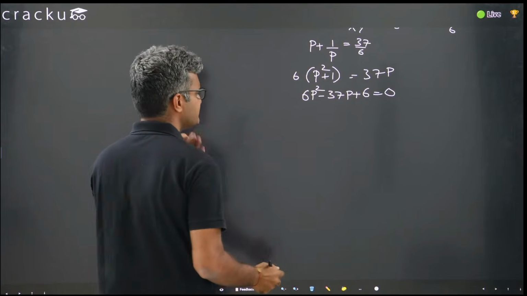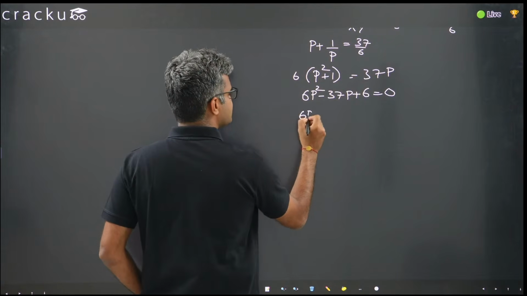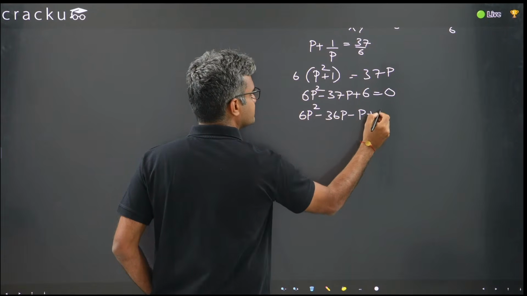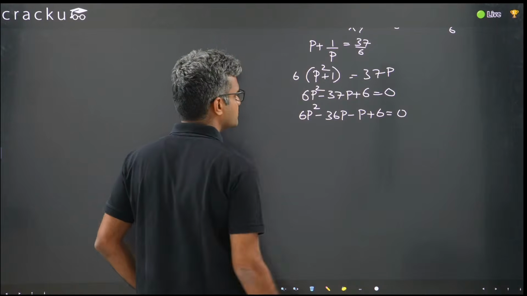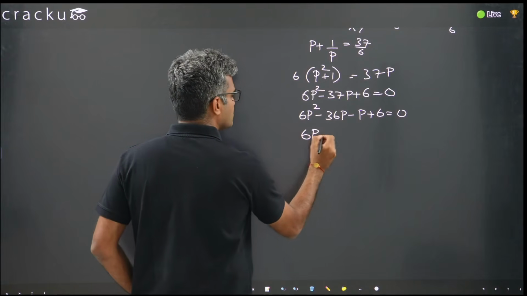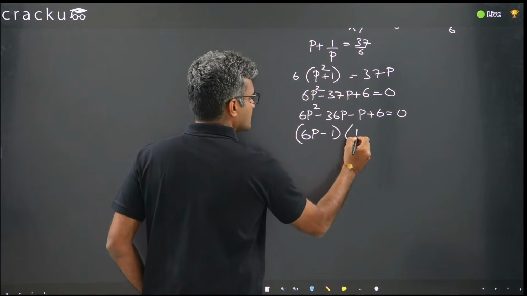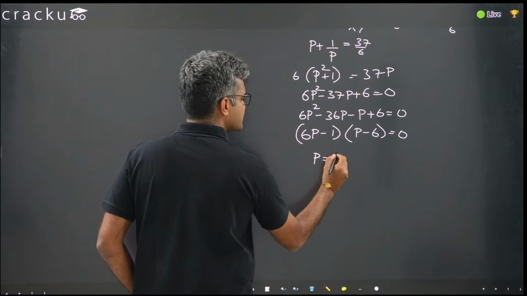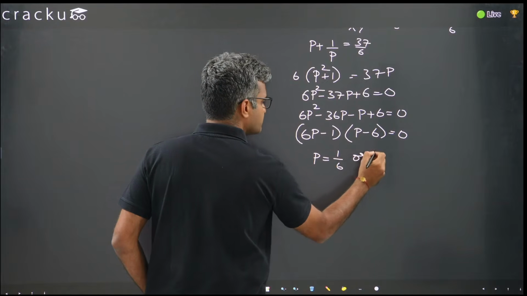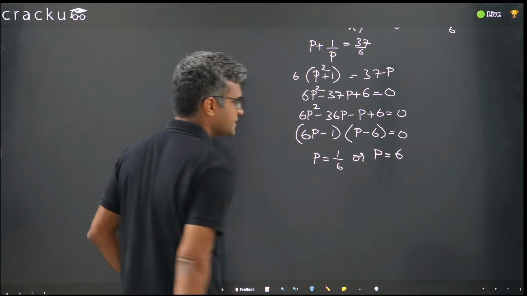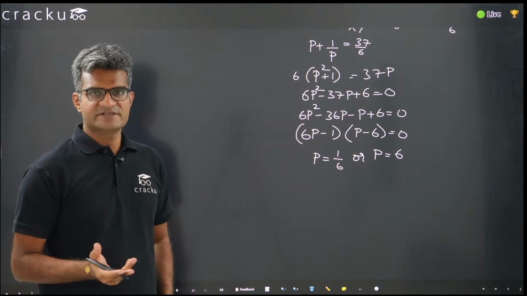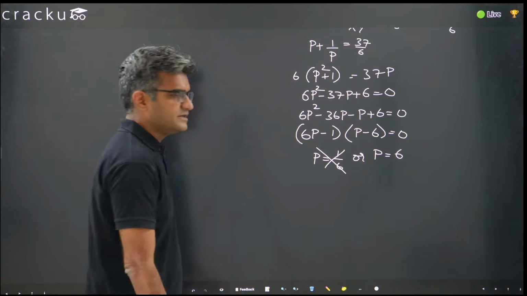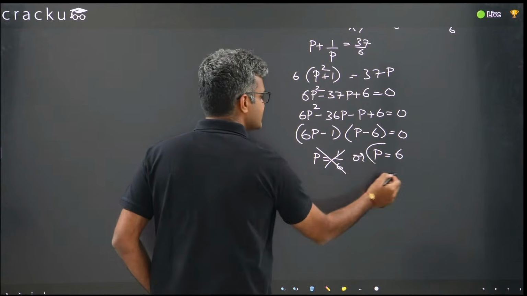This is a quadratic equation. We can simplify this as 6p square minus 36p minus p plus 6 is equal to 0. This is 6p minus 1 into p minus 6 is equal to 0. So p is either 1 by 6 or p is equal to 6. X and y are natural numbers. Their product will not be a fraction. So p is not equal to 1 by 6. The only possibility is that p is equal to 6.